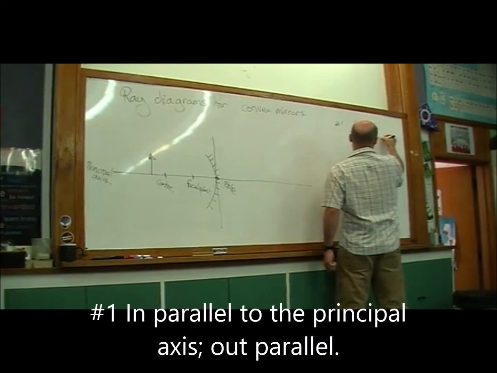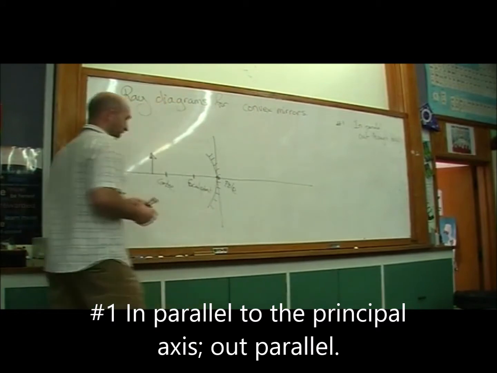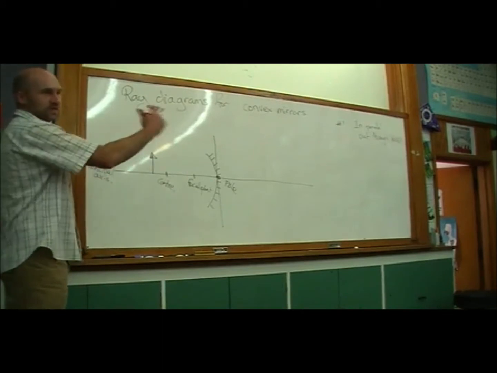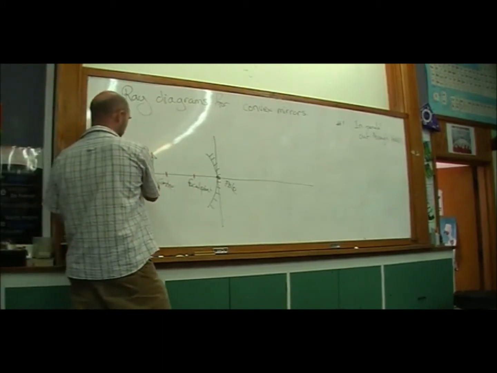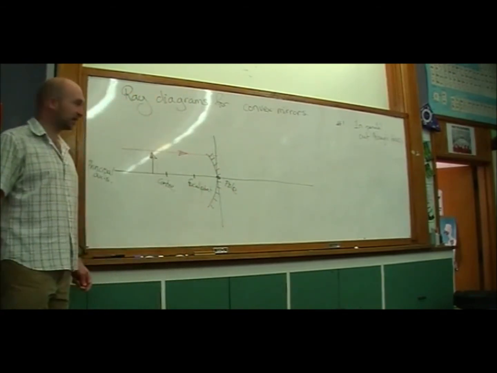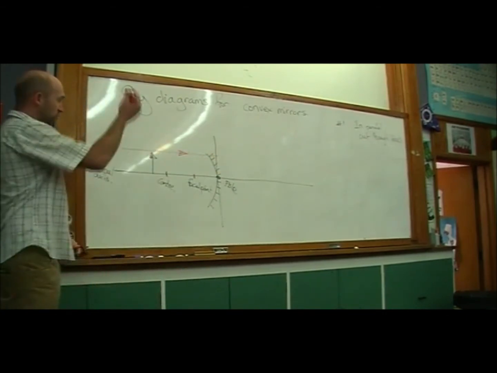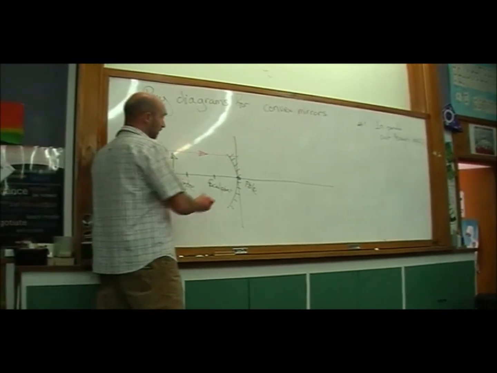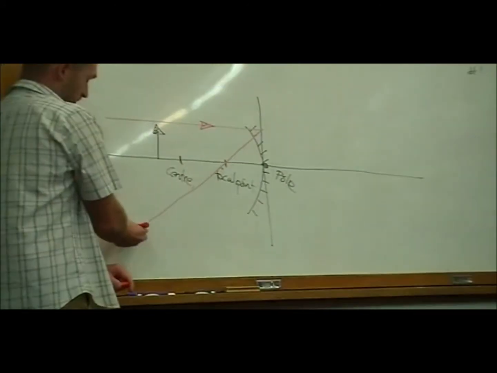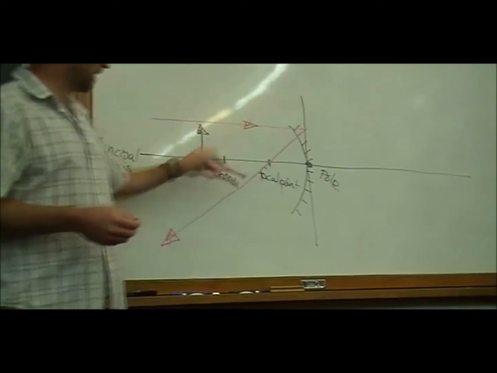out through the focus. Let's have a look at what that might look like. We're going to use a ruler for these. I'm not going to use a ruler because it's just going to be complicated and take longer. So, in parallel, and you can see I've gone right through the mirror and back until I've hit that vertical axis, out through the focus. So the first ray we've drawn in parallel, out through the focus.